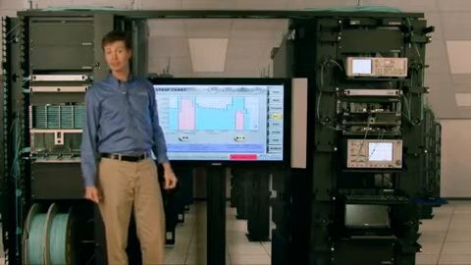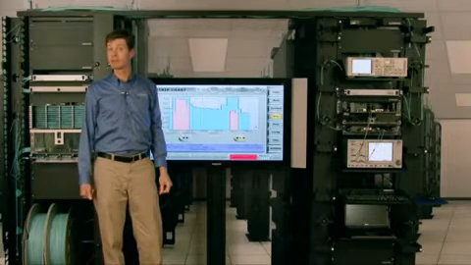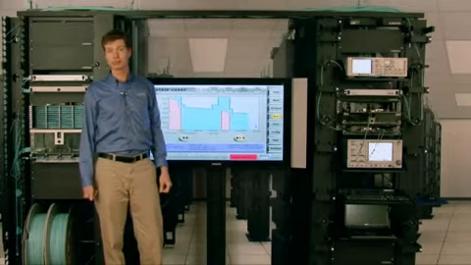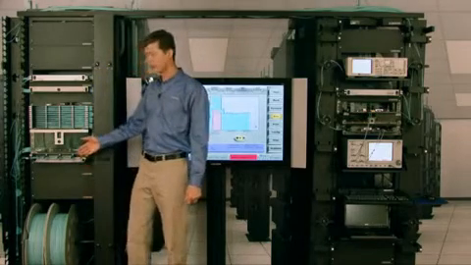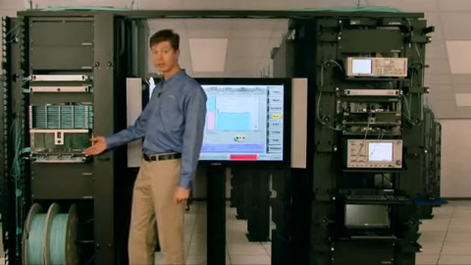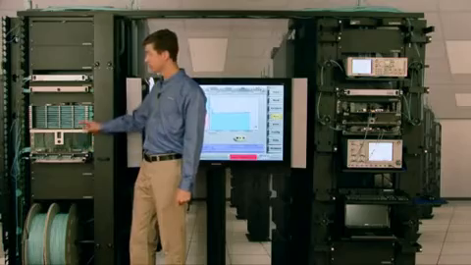It's examples like these that can give ClearCurve an advantage over standard 50 micron fiber. On this side, we have the MDA, or main distribution area. This is for cross-connect.